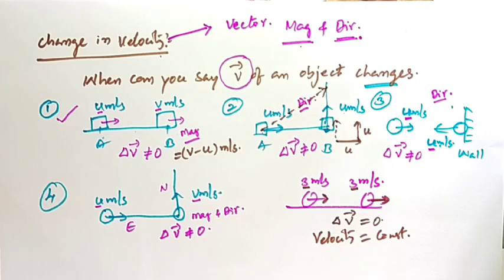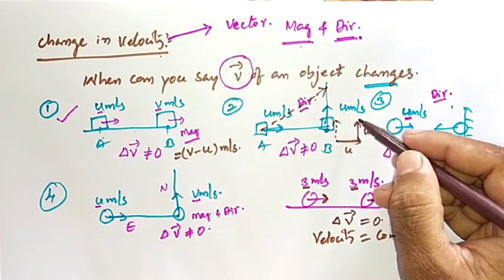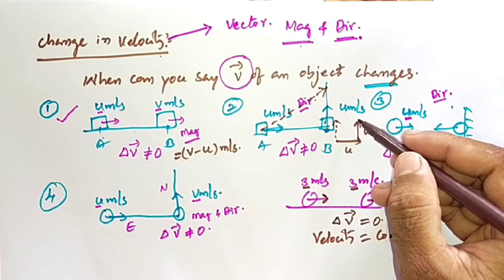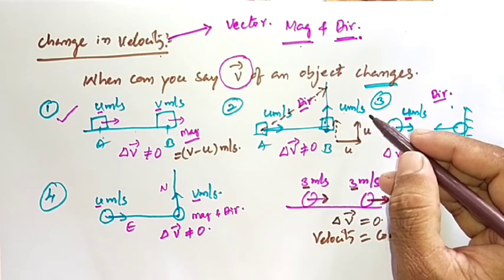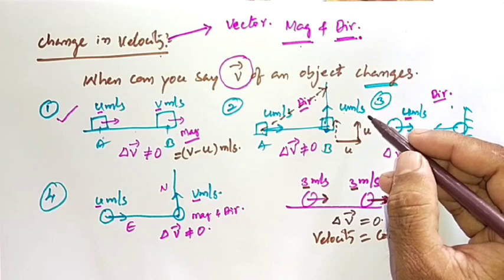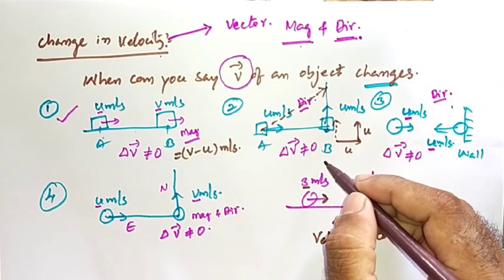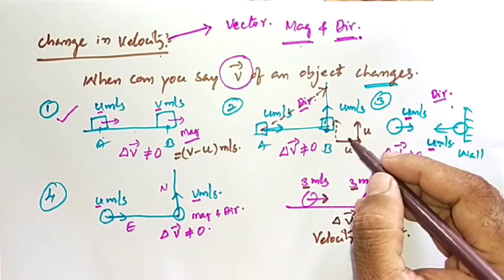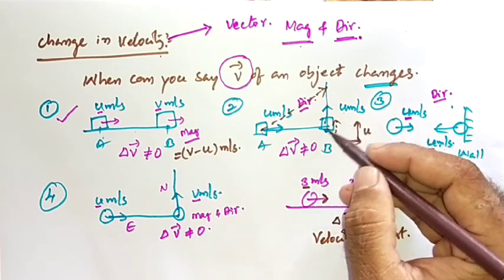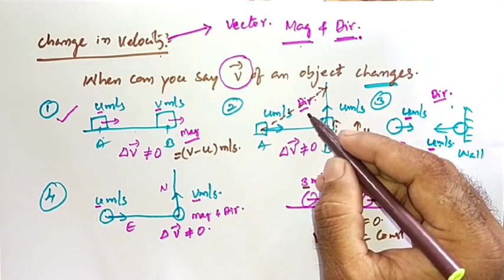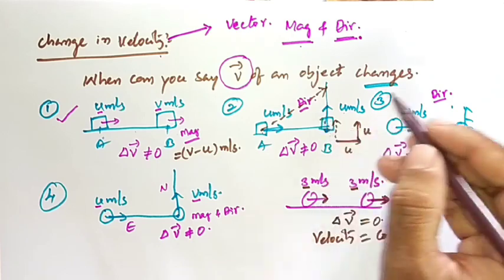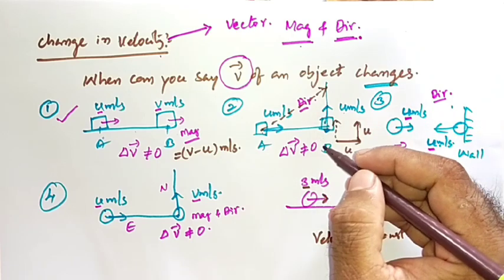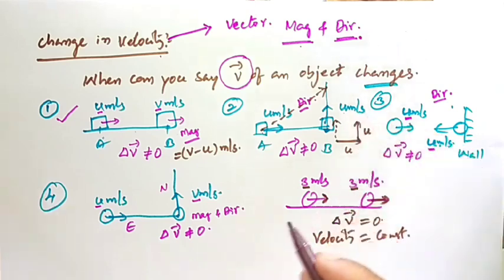Now clear? Now how to calculate this? Root over u square plus u square plus 2u square into cos theta. Cos 90 is how much? 0. So you will get u into root 2. That is the change in velocity in this case. How much? U root 2.